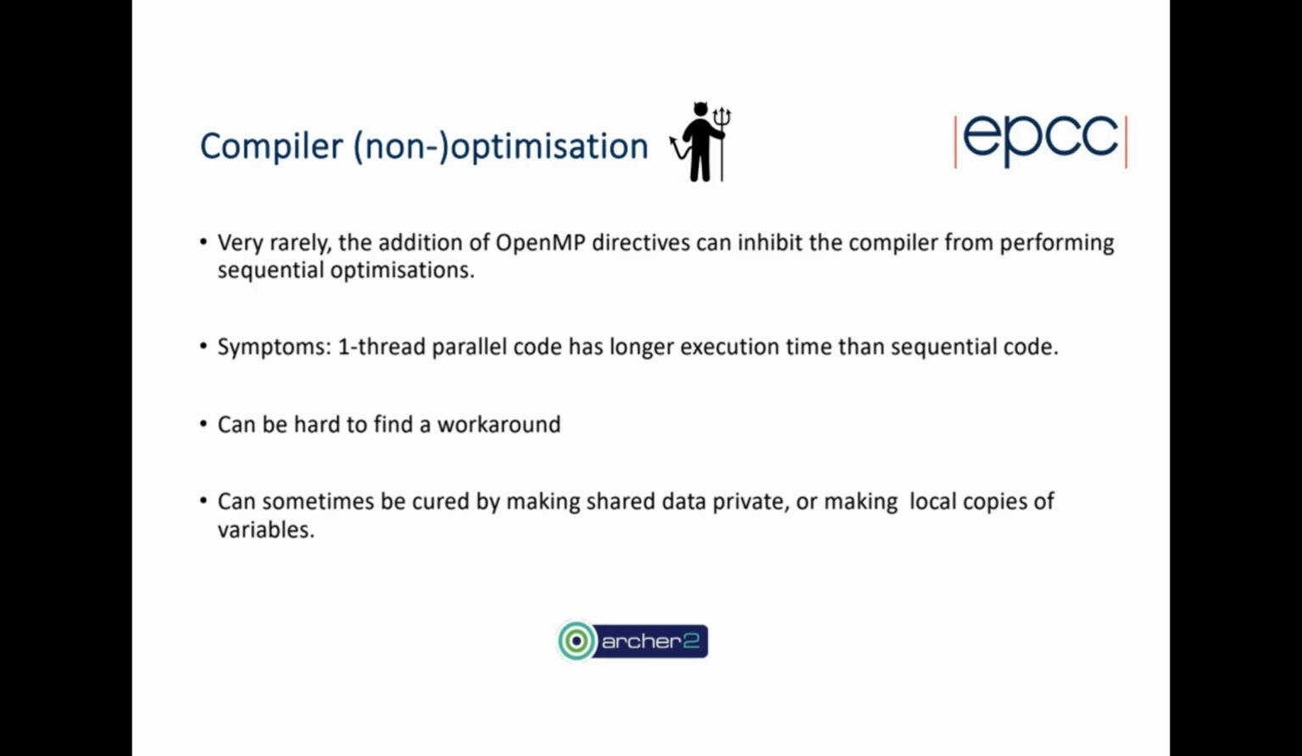If that happens, it's nasty. It can be really hard to find a workaround. There are some things you can try. Making private copies of data or local copies of variables can sometimes help because the compiler can do better analysis on them. But generally speaking, it's a nasty problem. But thankfully, it happens very, very infrequently.